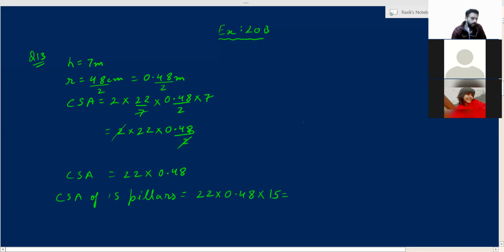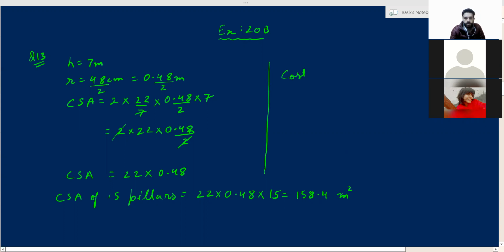Now find the product and tell me what is the total CSA of all the 15 pillars, the area that is to be painted. Find out the product. Sir, 158.4. I hope you have checked it. Yes. Meters square. This is the area of all the 15 pillars, the total area that is to be painted. Okay.